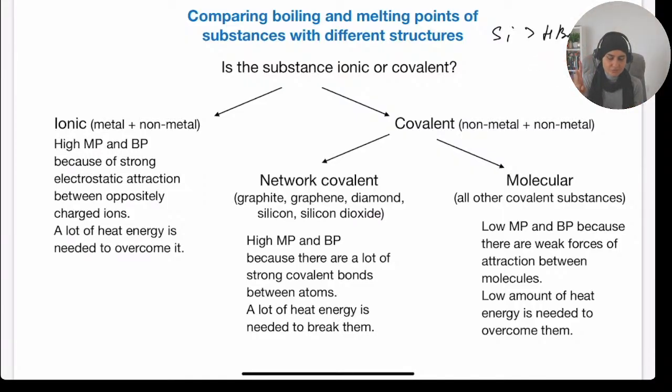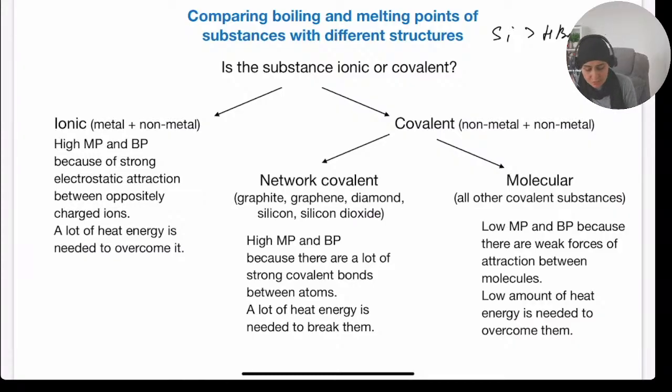Is it ionic or covalent? Covalent. Is it giant network or molecular? It is molecular. So we say that it has low melting and boiling point because there are weak forces of attraction between molecules. And then you compare, yes, you say more energy is needed to break strong covalent bonds compared to weak intermolecular forces between HBr.